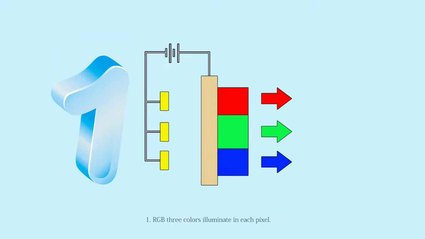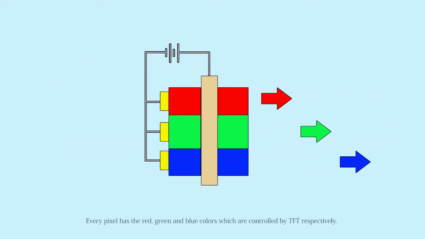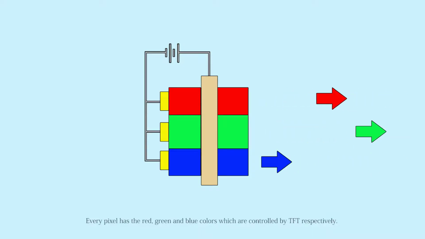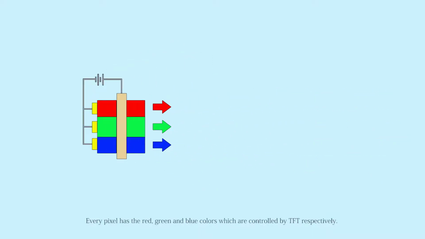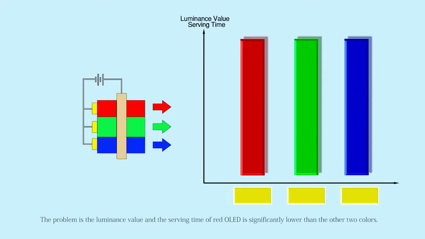1. RGB, 3 colors illuminate in each pixel. Every pixel has the red, green, and blue colors, which are controlled by TFT respectively. The problem is the luminance value, and the serving time of red OLED is significantly lower than the other two colors.